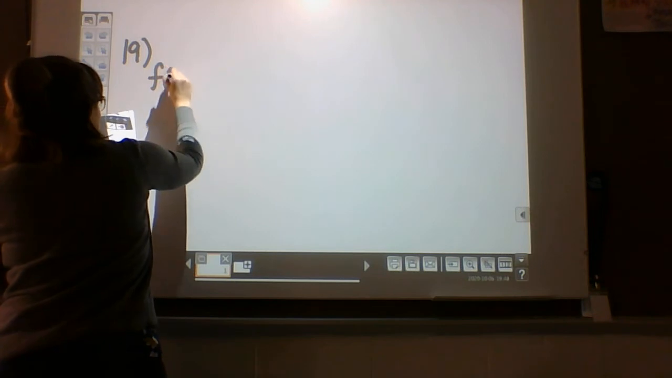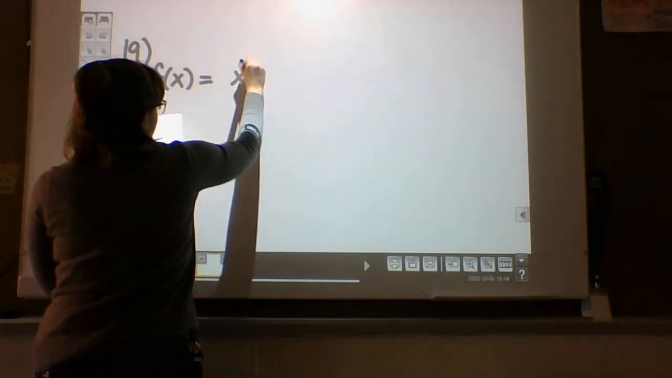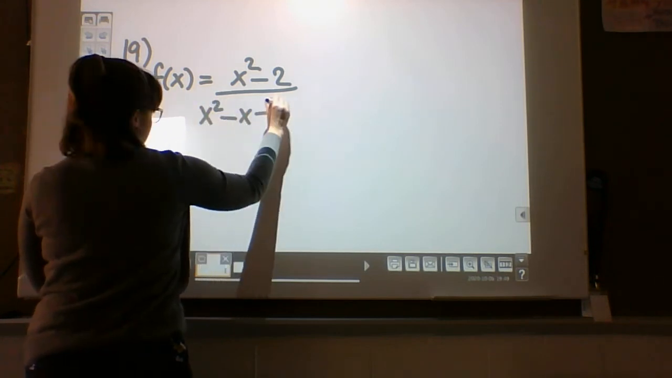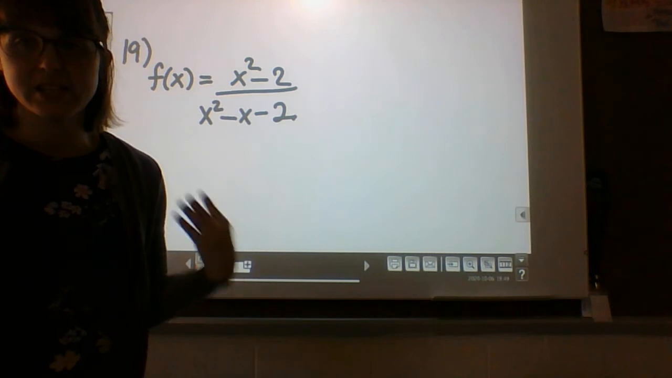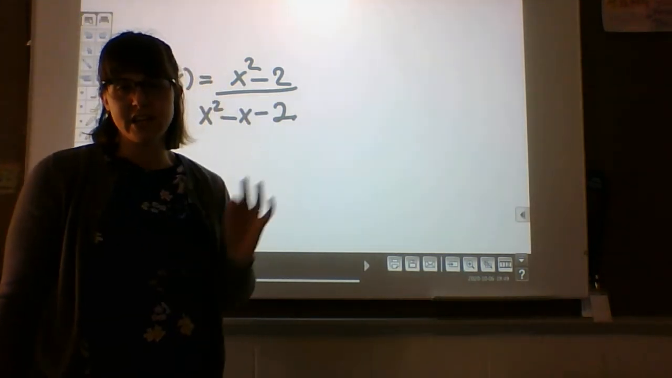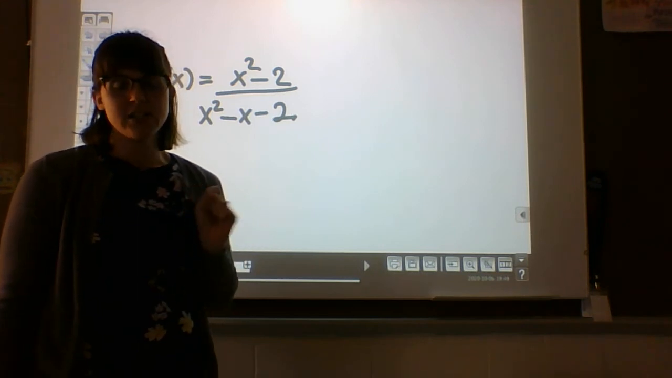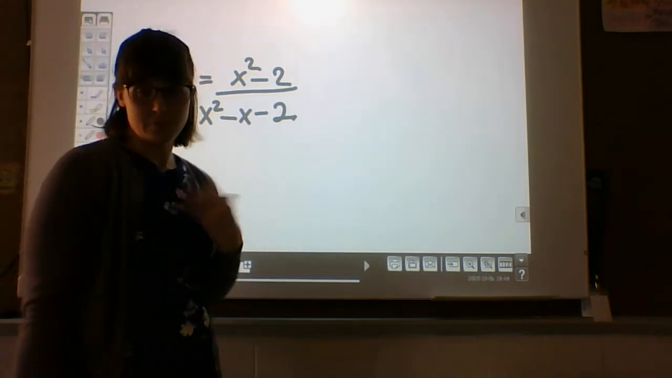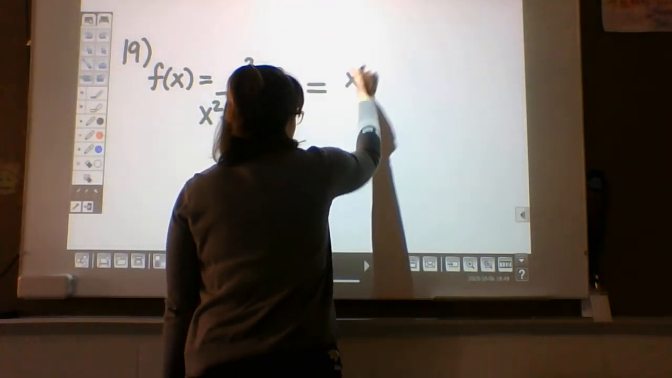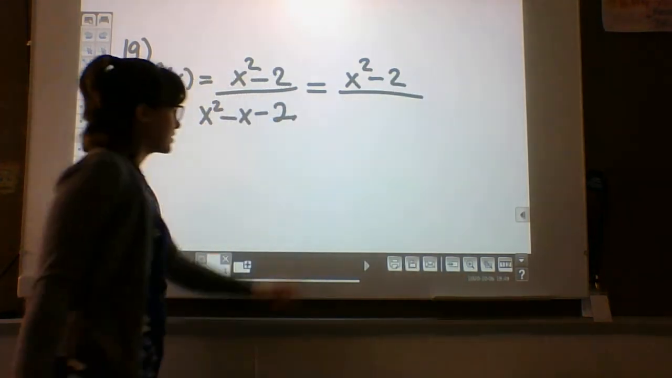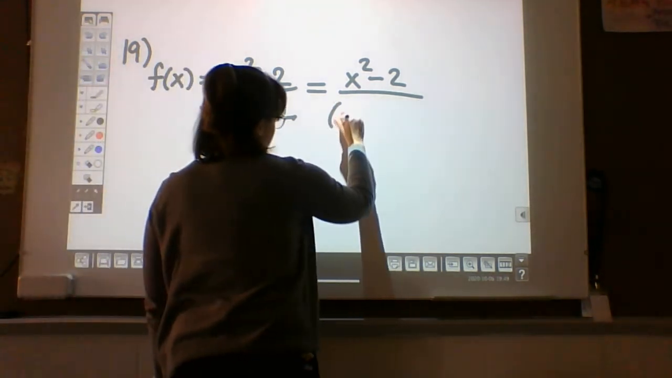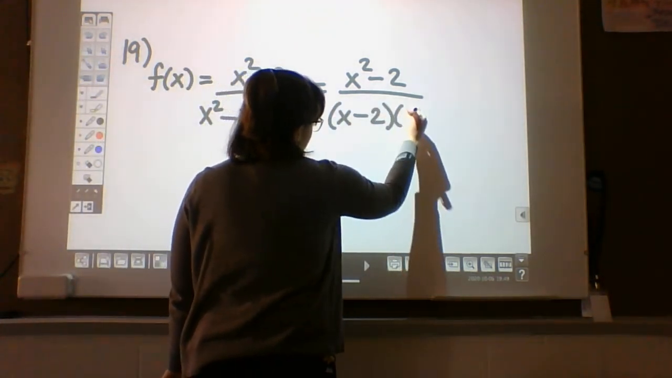We've got f of x equals x squared minus 2 over x squared minus x minus 2. Okay, the top part of this is not a difference of two squares, because the square root of 2 is not a nice whole number. It's not a perfect square. It's an irrational number. So we can't factor the top, but we can factor the bottom. Okay, so what could you multiply to get negative 2 that would add up to negative 1? Well, that's x minus 2, x plus 1.